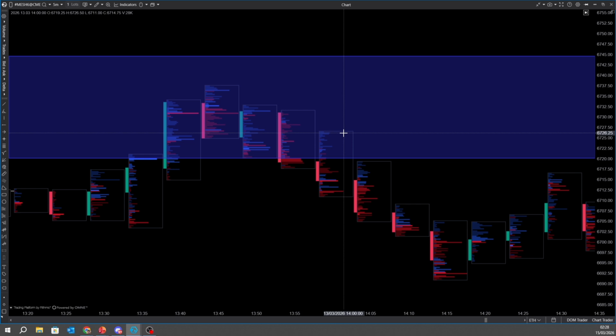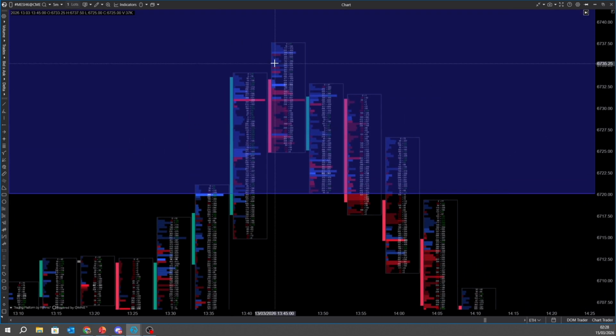Whenever you're looking at any kind of zone, you want to try and understand who is aggressive. Is the delta positive? Is the delta negative? Once you have that information, you can start to piece together which direction break you're looking for.